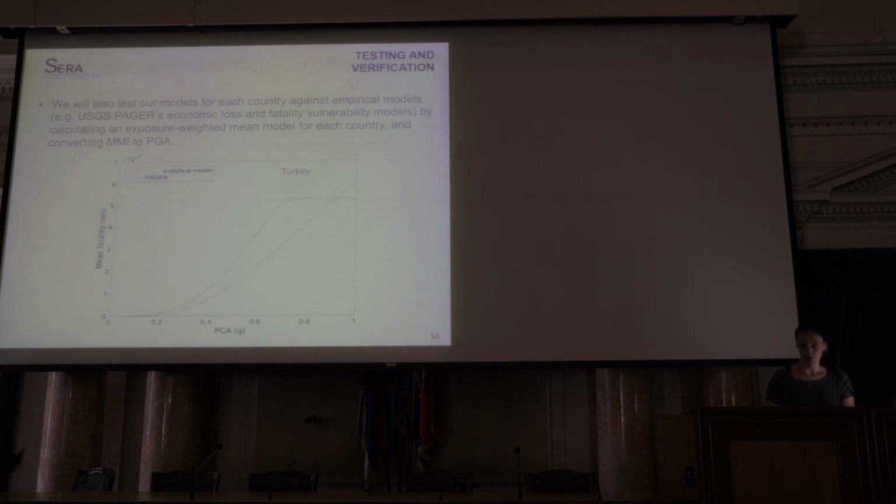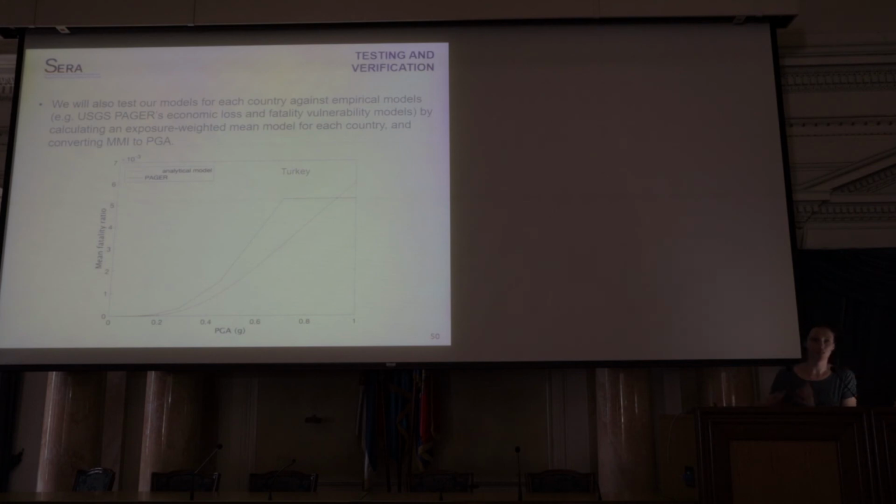Another way that we can test our models is against empirical models that have been developed at the European scale. So USGS PAGER have developed empirical fatality models and economic loss models. So in black there, you see the PAGER model for Turkey for fatality vulnerability. Now the PAGER model is actually in terms of macroseismic intensity, so we've had to convert that into peak ground acceleration using conversion equations, which allow us to go from macroseismic intensity to peak ground acceleration.